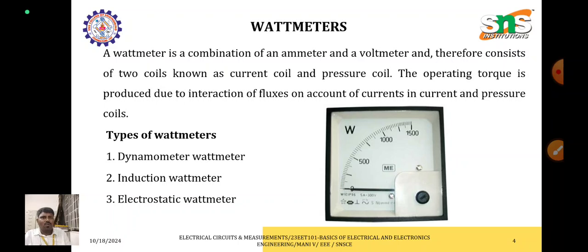A wattmeter is a combination of ammeter and voltmeter. It has two types of coil. One is the current coil: the ammeter contains a current coil, and that is present here. The voltmeter has a potential coil, and that is also present in the wattmeter. So the wattmeter consists of both a current coil as well as a voltage coil for the measurement of power. Therefore, the operating torque is produced due to the interaction of fluxes on account of current in the current coil and voltage in the voltage coil.